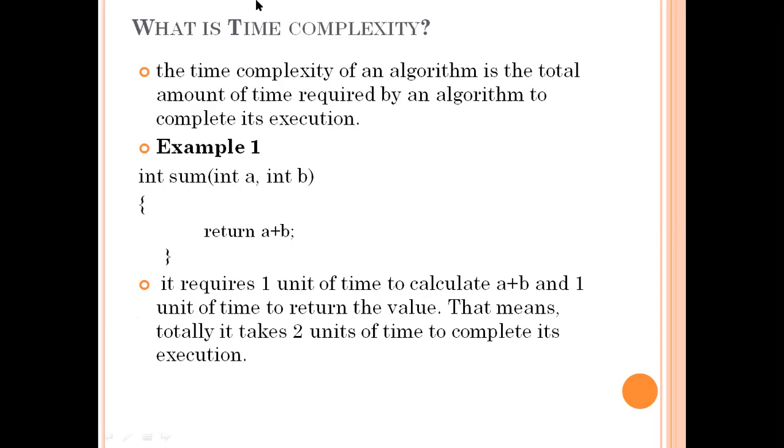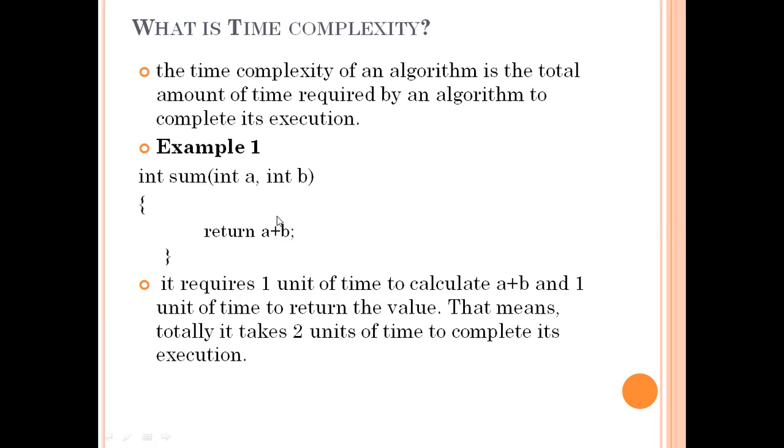Next point is the time complexity. Time complexity means how much time is required to complete the execution of the algorithm. So the time complexity of an algorithm is the total amount of time required by an algorithm to complete its execution. For example, see this example. In this example, sum is the function which accepts two parameters and returns a plus b. So it requires 1 unit of time to calculate a plus b and 1 unit of time to return the value. That means totally it takes 2 units of time to complete its execution.